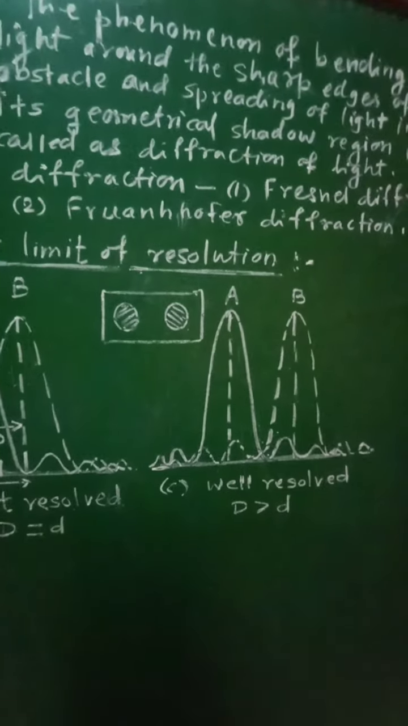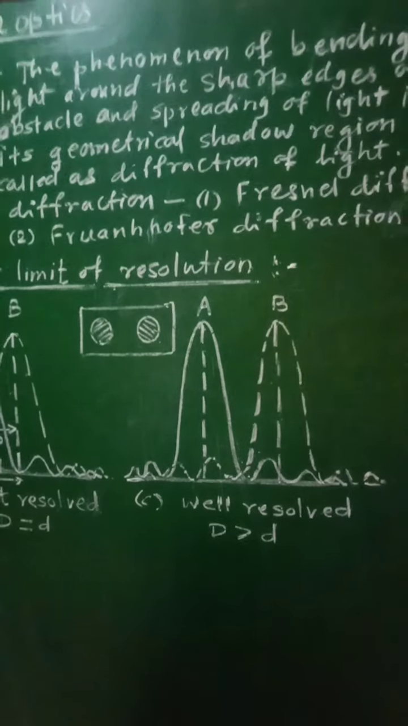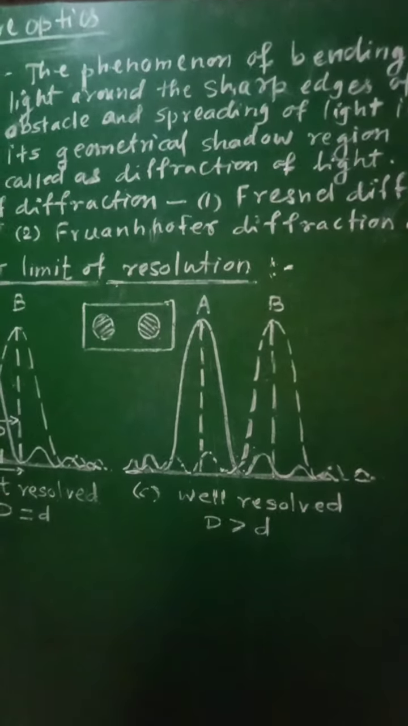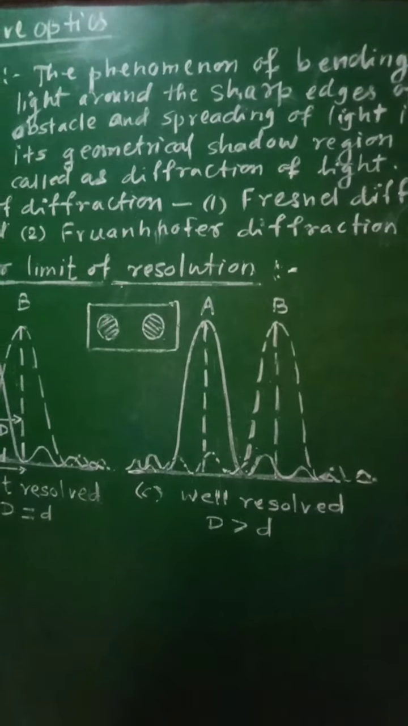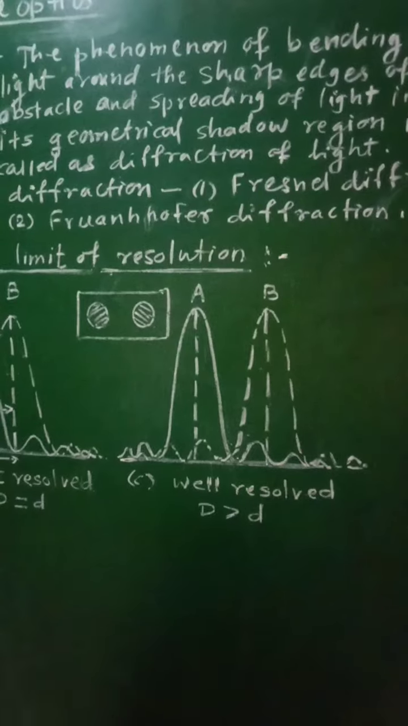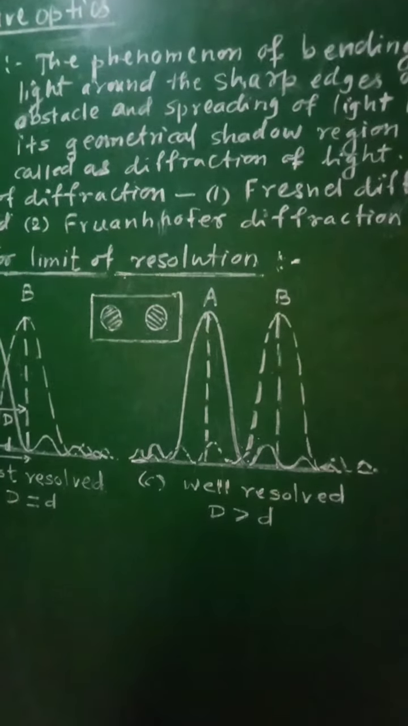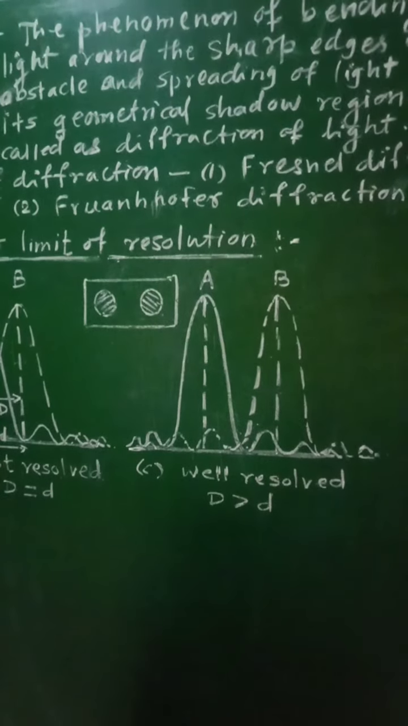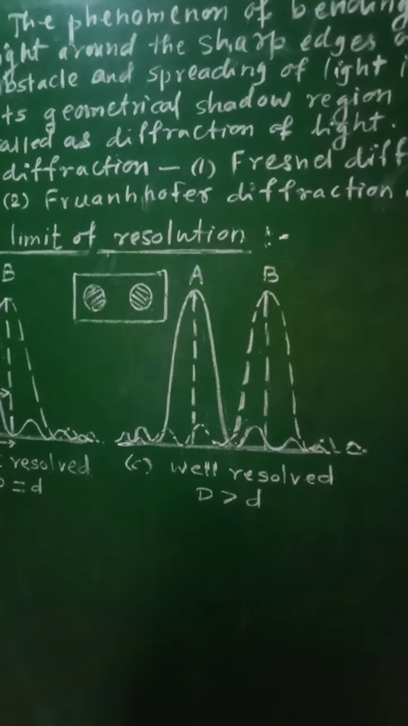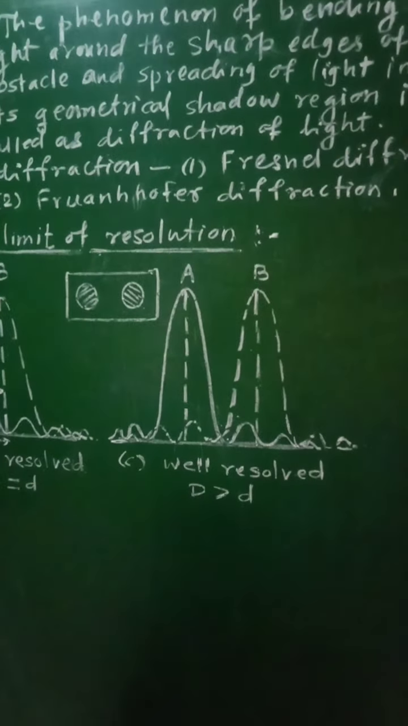On the other hand, in Fraunhofer diffraction, the distances between the primary source, slits, and the screen on which the diffraction pattern is obtained are very large, that is, infinite distances. That is, the primary source of light, the slits, and the screen are separated by infinite distance, then we will get Fraunhofer diffraction.